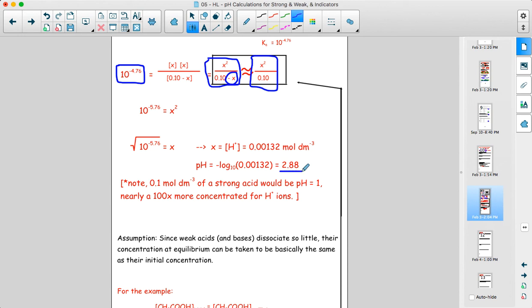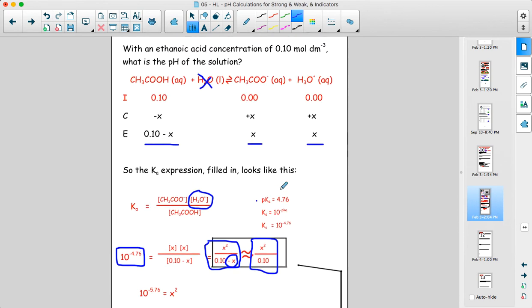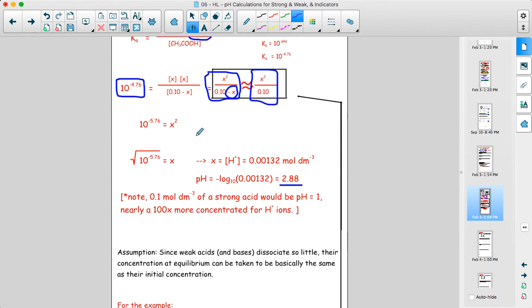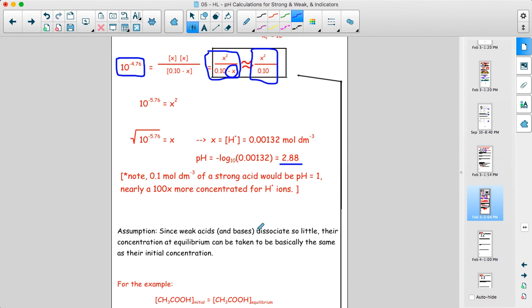So just to compare, if we had had a strong acid that was 0.1 molar, we would have immediately assumed that its pH is 1, because 0.1 is 10 to the minus 1, and with full dissociation, the pH should be 1. Notice that for a weak acid like ethanoic acid, the pH is 2.88. That's almost 100 times weaker for H plus concentration than the same concentration of strong acid. So when we talk about the difference in dissociation, strong acids dissociate almost 100 times more than the weak acids that they compare to.